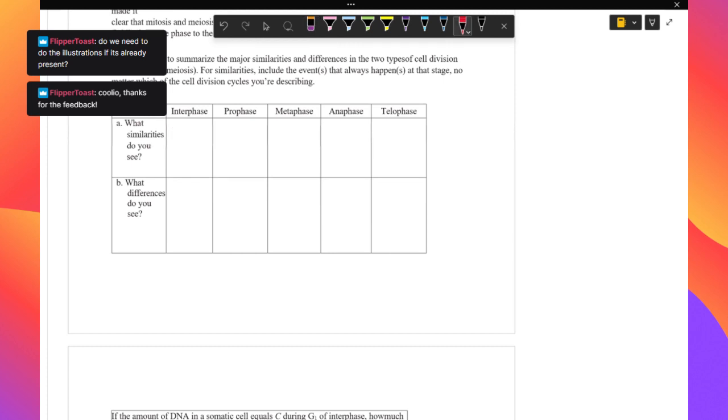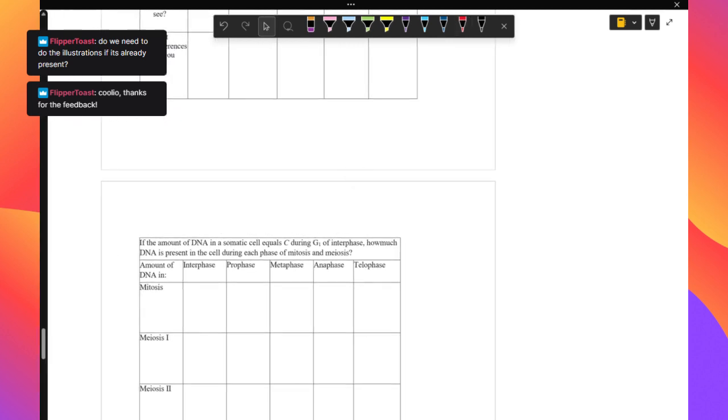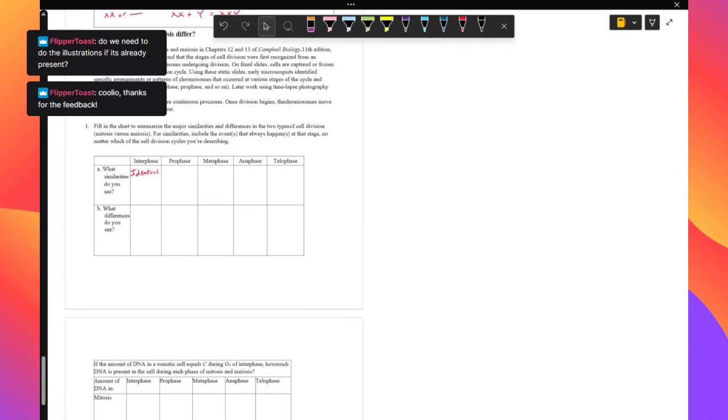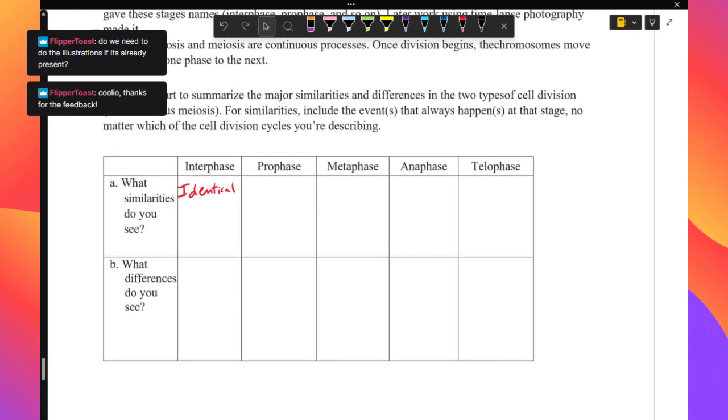I don't know why I'm using such an eclectic mix of capital letters and not. Similarities, they're identical. What differences do you see? Actually, I want to make sure. Yeah, so our chart got split. Yarg. That's fine. How are we doing on time? 43 minutes. We're doing fine.